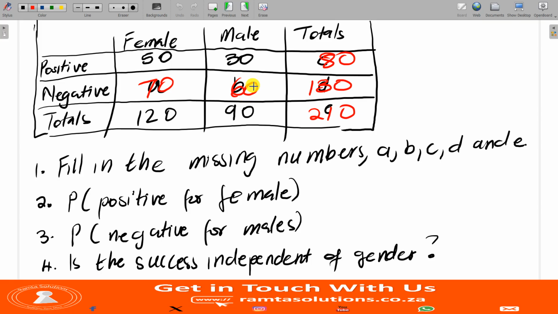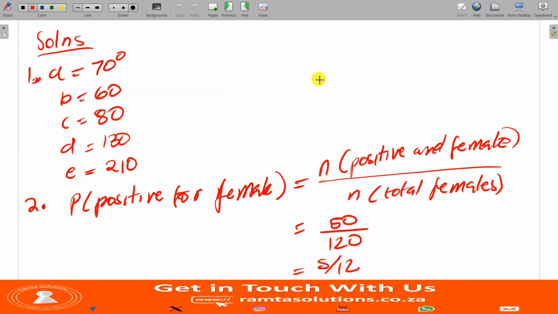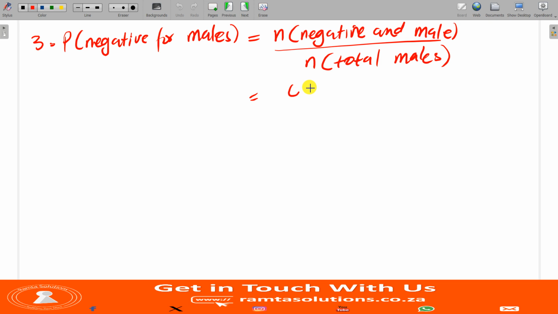60. And how many males do we have? 90. Oh, so it's 60 over 90. So this simplifies to 2 over 3. Right? This simplifies to 2 over 3.